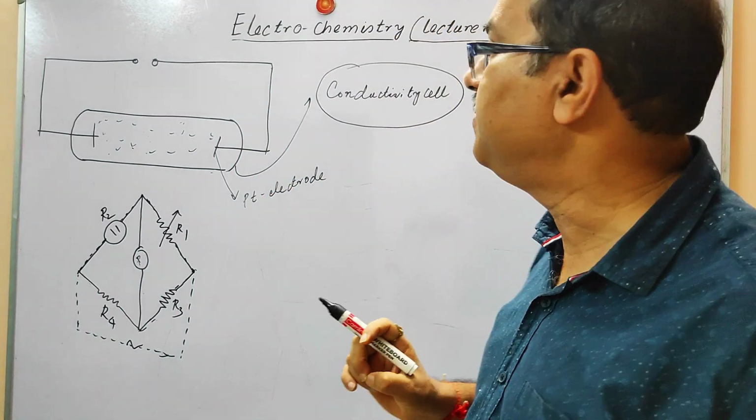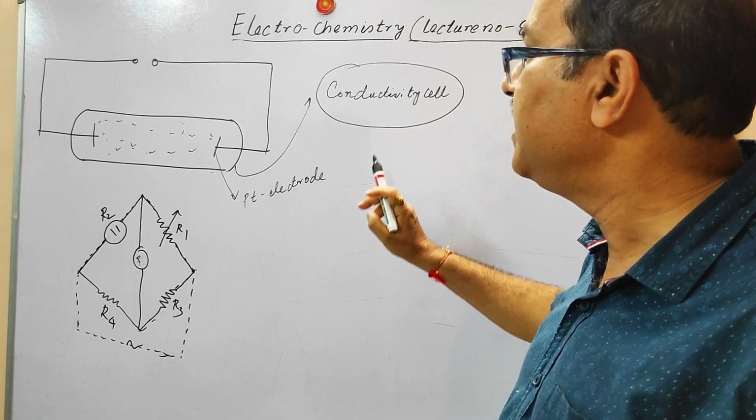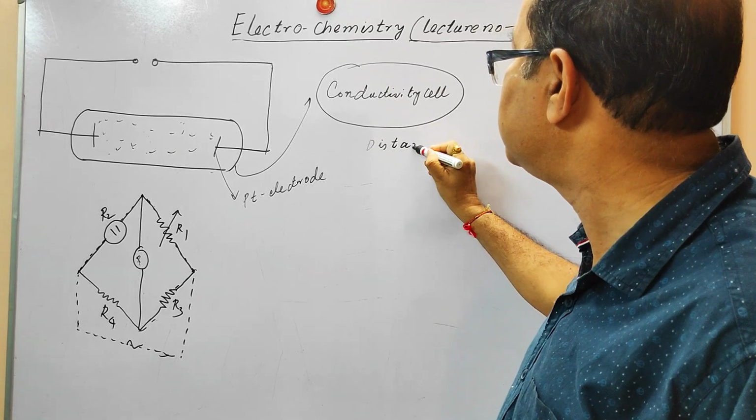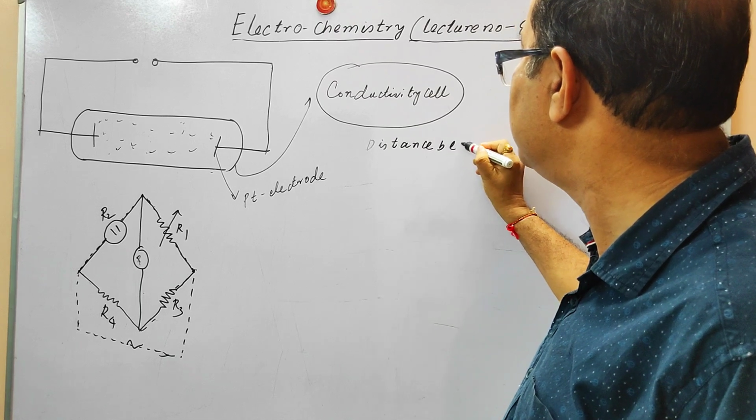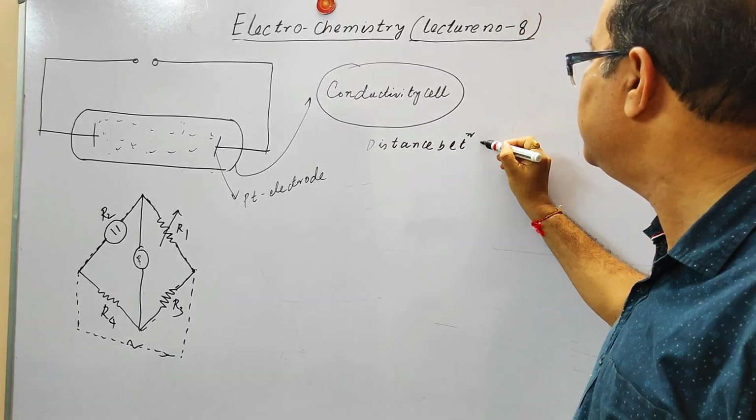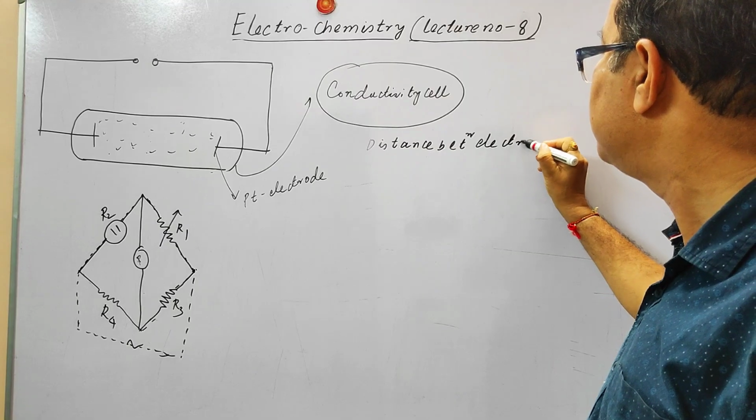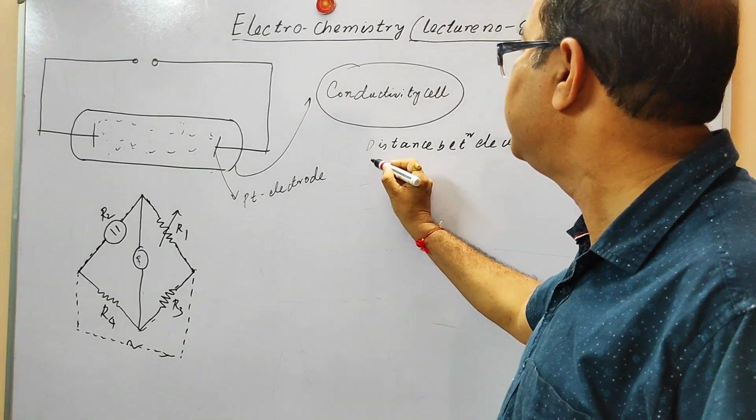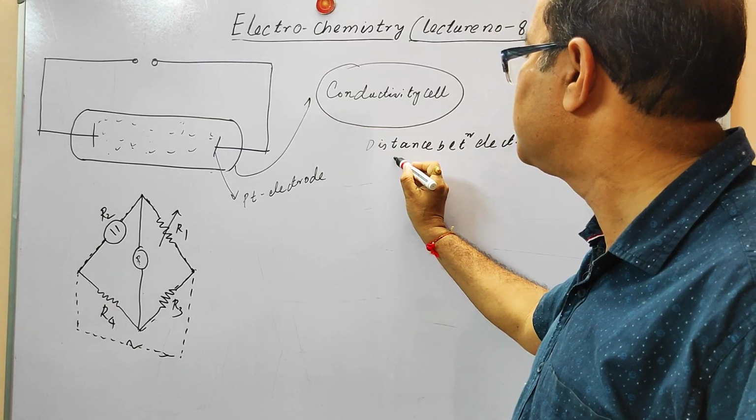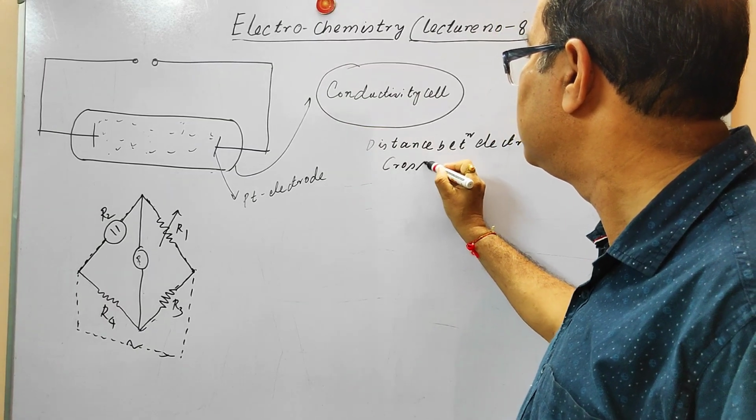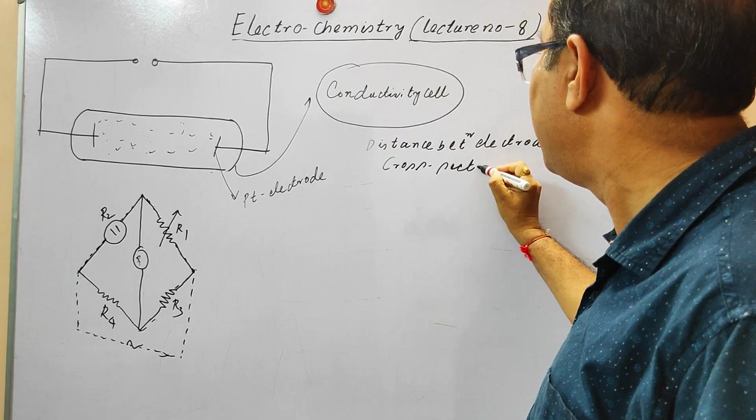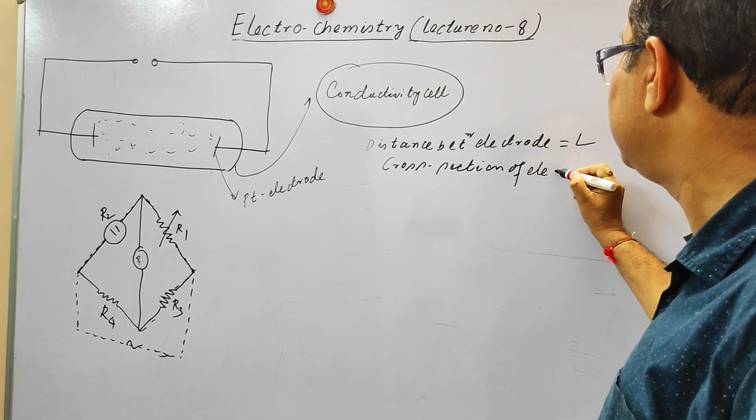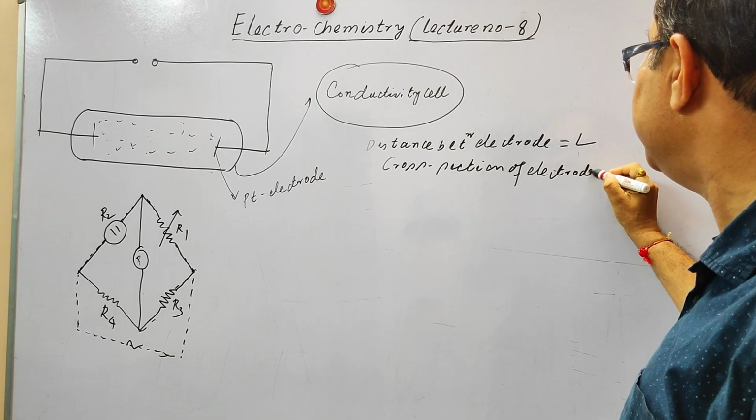First, let us understand the conductivity cell. In this conductivity cell there is a calculation that we need to understand. The distance between the electrodes, suppose it is L, capital L, and the cross section of the electrode is suppose A.